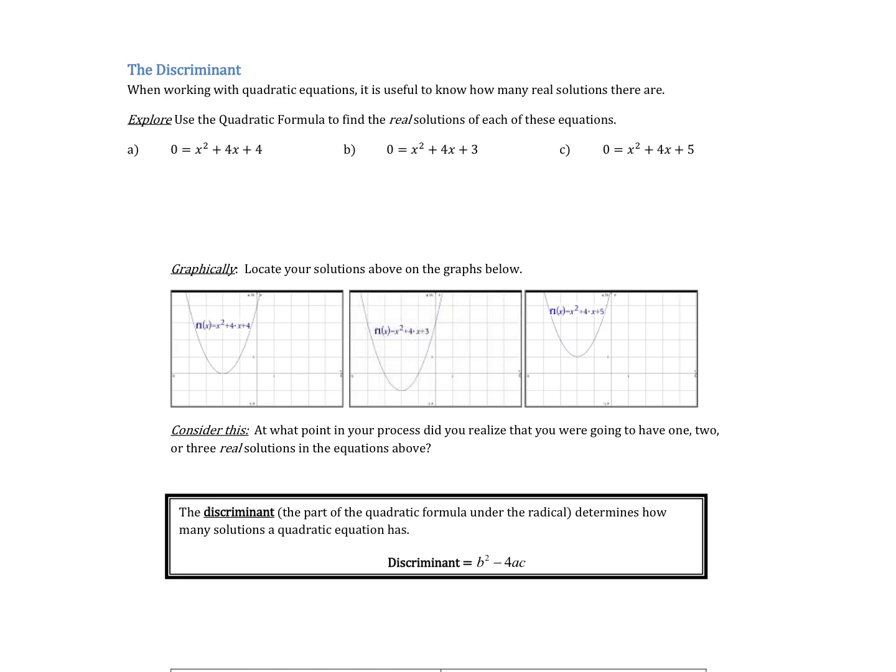So now we're going to investigate something called the discriminant, which is an important part of the quadratic formula. So let's use the quadratic formula to solve these three equations that look very similar. Look closely. Their only difference is that last number. And let's see what happens.